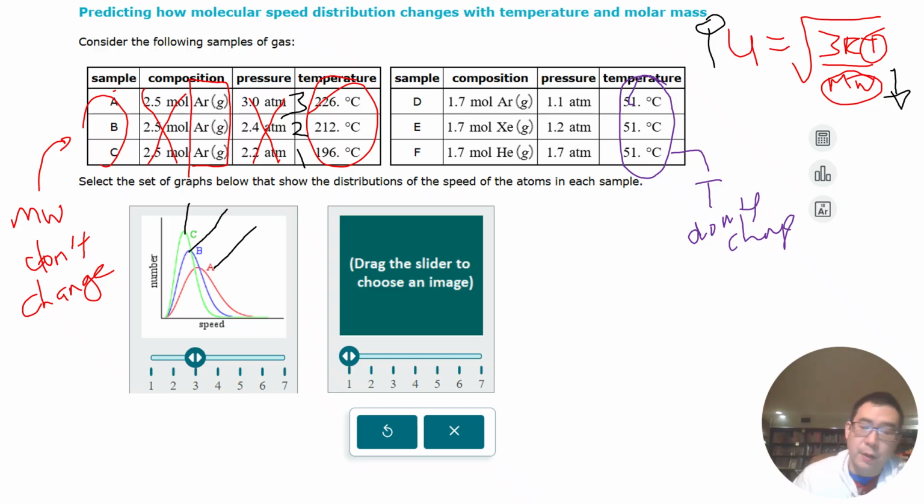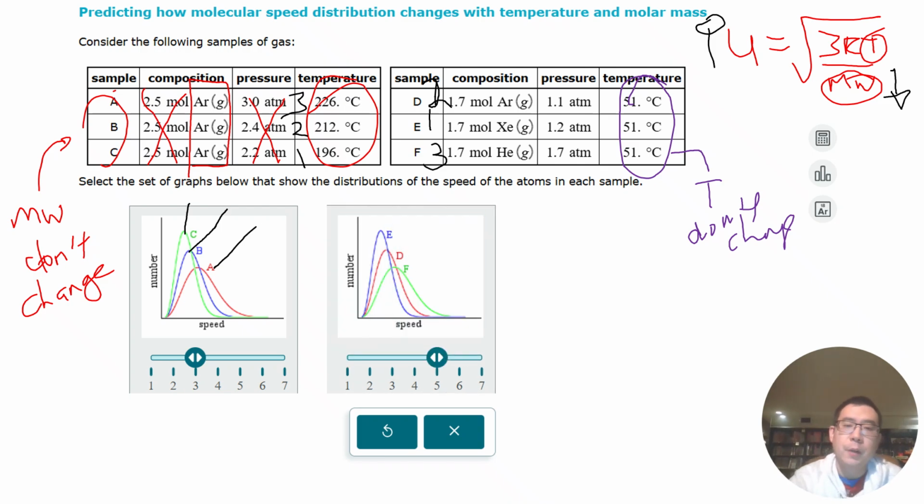And so we need to look at our periodic table to find the molar masses. Helium is at the top, argon is in the middle, xenon is at the bottom, all noble gases. And so the biggest one is argon. That will have the slowest speed. Nope, the biggest one is xenon. That will have the slowest speed. The next biggest is argon. That will have the second slowest speed. And the lightest is helium. That will have the fastest speed. And so when we go to the slider, we'll pick this one, right? So E is the slowest, then D, then F.